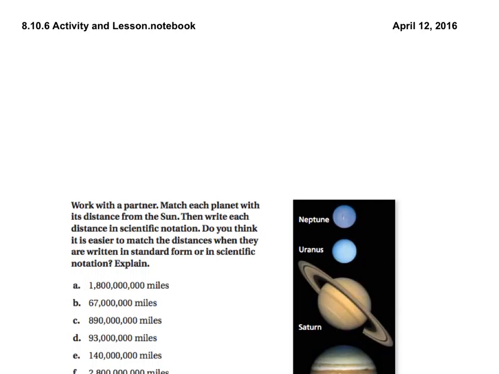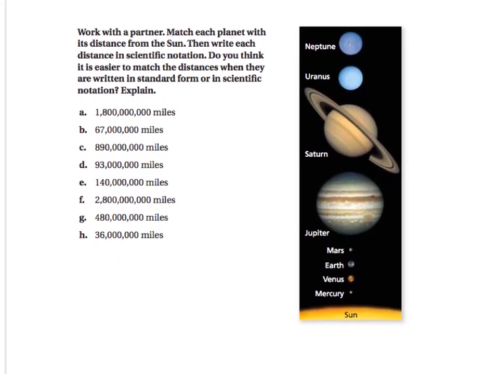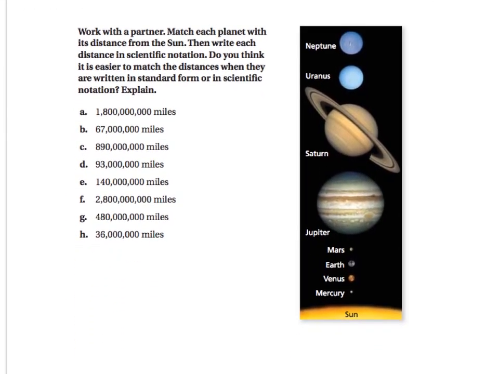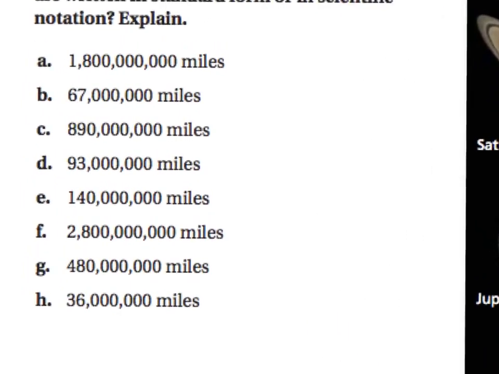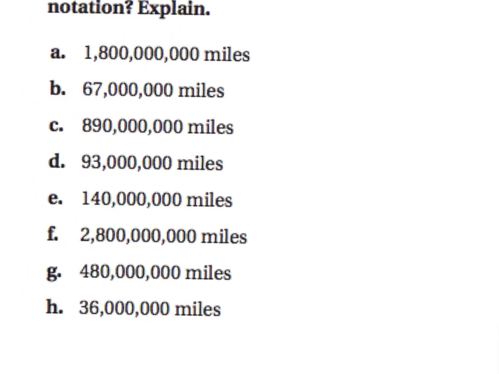Okay, so we are supposed to match each planet with its distance from the sun, then write each distance in scientific notation. Okay, I'm actually going to do this. I'm just worried about scientific notation. I'm not really worried about matching them. So let's just make this nice and big here. Okay, so our first job, let's write them so that the decimal's in the right spot. So here I have a 1 and an 8, so I'm going to write 1.8. I need the decimal to be right after the 1. I need one thing in front, times 10 to what power?